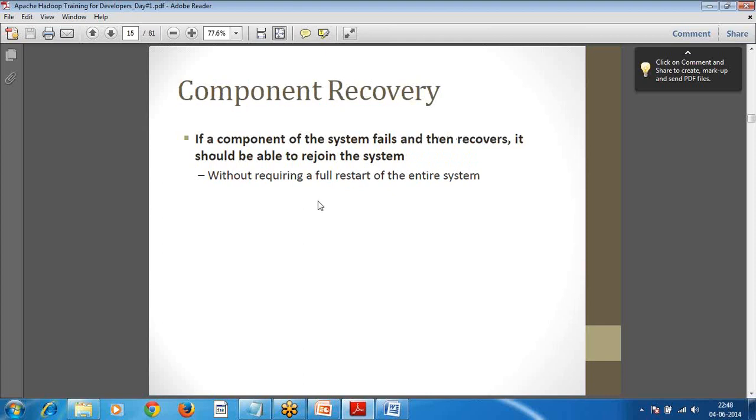Next is component recovery. When the system which went down comes up, it should have the capability to join the other group of systems. As we are talking about distributed systems, if one machine goes down and suddenly comes up, let's suppose it reboots immediately due to some reason, it should be capable of coming back and joining the other systems. It should be ready to use, which was missing in the existing distributed systems. This is again a very important aspect when we talk about distributed computing.